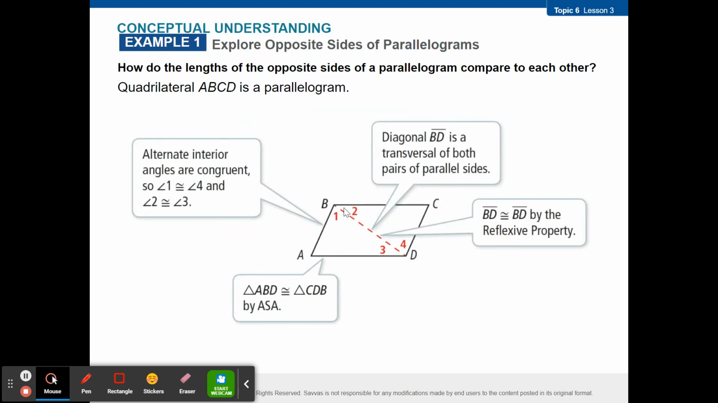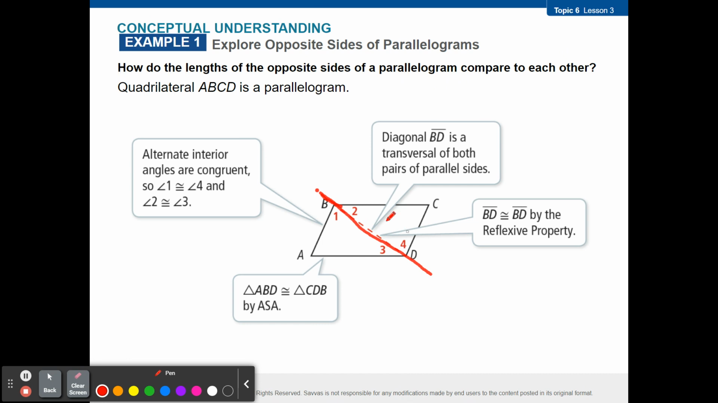It says, how do the lengths of opposite sides of a parallelogram compare to each other? Quadrilateral ABCD is a parallelogram. So here is a parallelogram. So first off, they have some information here. Alternate interior angles are congruent, so you know angle 1 is congruent to angle 4, along with 2 being congruent with 3. Diagonal BD is a transversal of both of the parallel lines. So if I extended this, that would be the transversal.